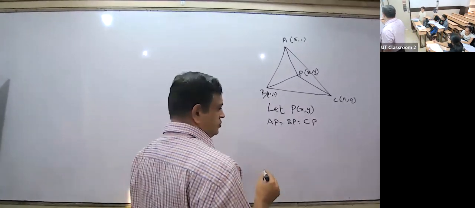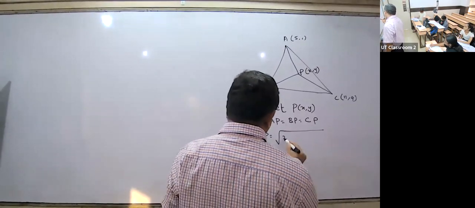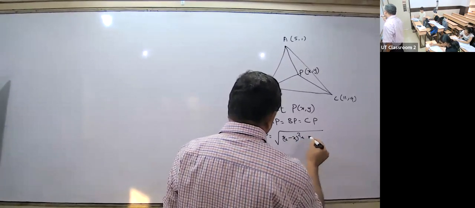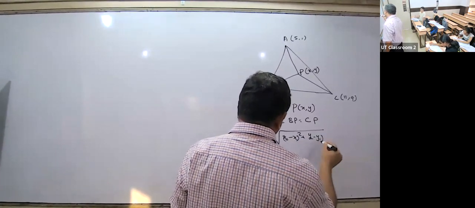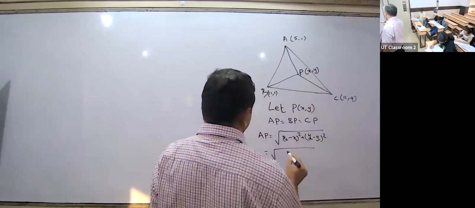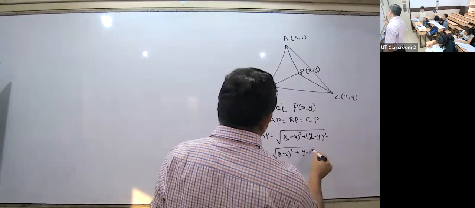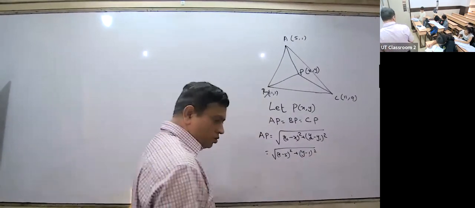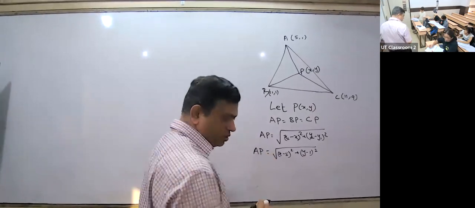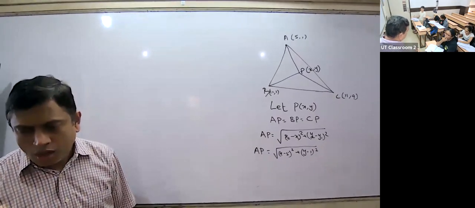Okay, we will find out AP separately. Distance formula is root of (x2 minus x1) the whole square plus (y2 minus y1) the whole square. That is root of (x minus 5) the whole square plus (y minus 1) the whole square. I hope all of you followed this AP. You don't need to simplify for the time being. Leave as it is.